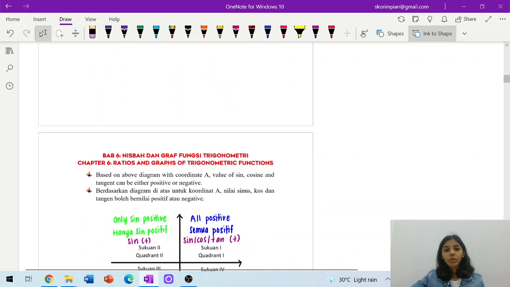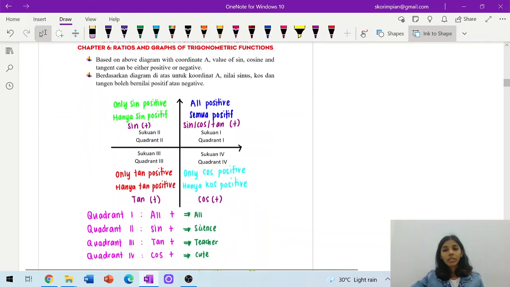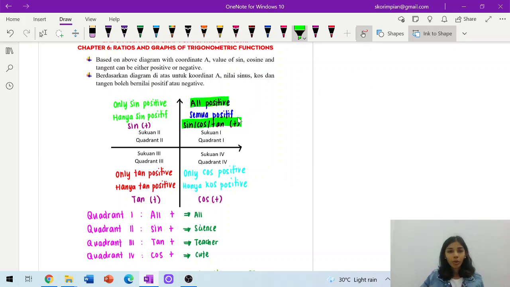Next, we are going to determine, kami akan tentukan di kuadran mana sine, cos and tangent is positive. There's a formula there actually. Quadrant, sukuan 1, 2, 3 dan 4. So remember, in the first quadrant, all is positive. Semua ialah positif. Semua refers to sine, cos and tangent. Sine, cos and tangent will all be positive. Apa maksud sine, cos, tangent is positive?